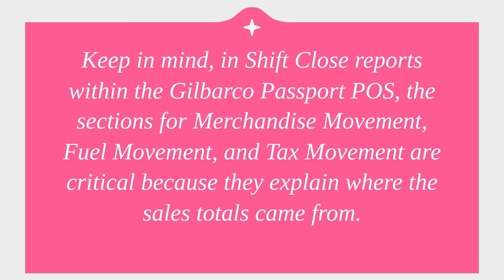This ensures fuel totals can be reconciled against dispenser readings and shift sales, which is essential in fuel retail environments. Tax movement shows how taxes were calculated and collected across both merchandise and fuel transactions. This validates that taxable sales are being properly captured and reported. Together, these three sections create the operational story behind the shift totals.